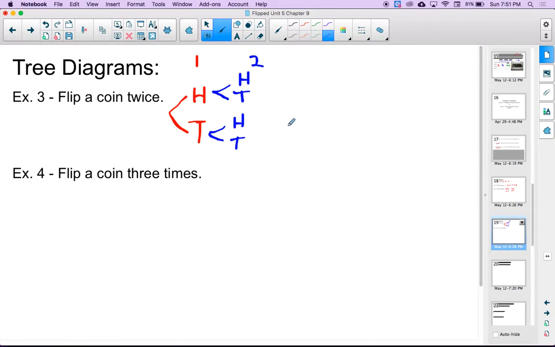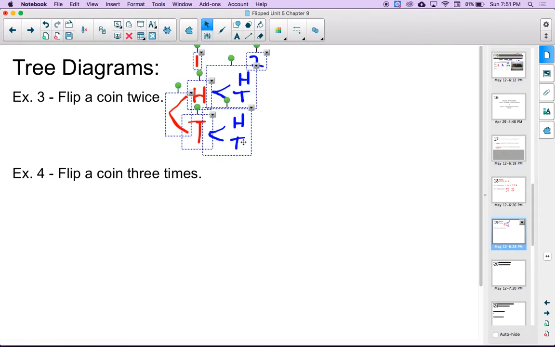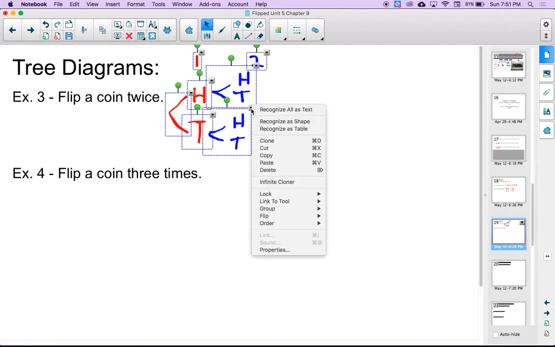So this is what a tree diagram would look like. Here's how we read it. We read it starting at our point, and we read each branch. So our first branch would be HH. Second branch would be HT. Third branch, TH. Fourth branch, TT. And that helps me to create my sample space. That helps me to create my list of all the possible outcomes.